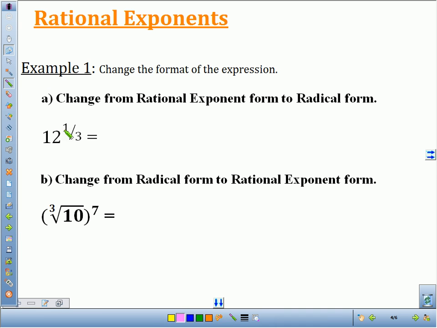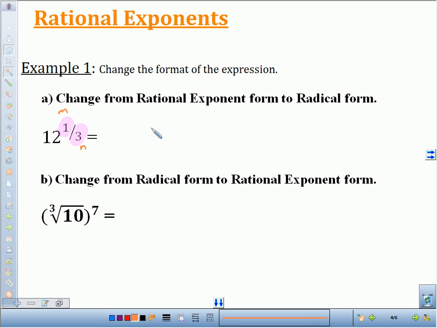We know that the top number here is going to be m, and we know that the bottom number is going to be n. So our format would simply look like this. We would have 12, that's our a, the nth root, so the nth root raised to the mth power. N is 3, m is 1. So we have the third root of 12.